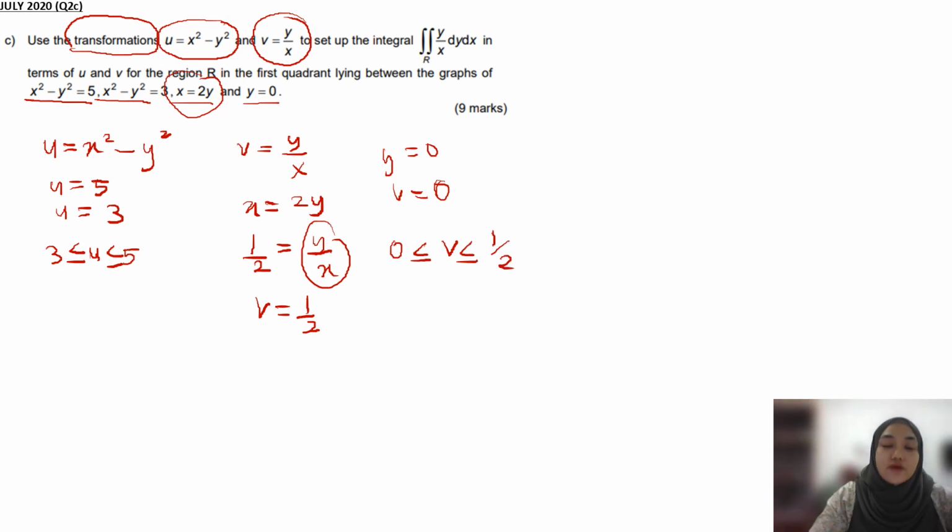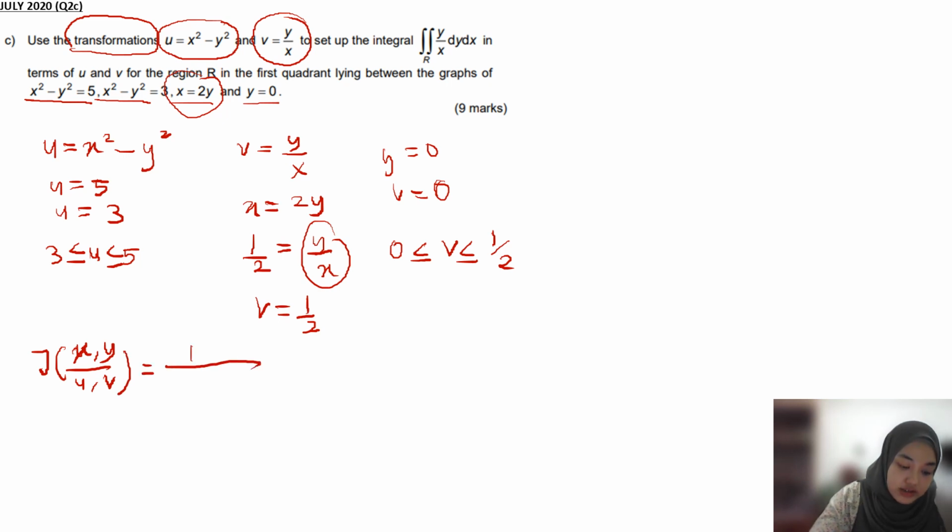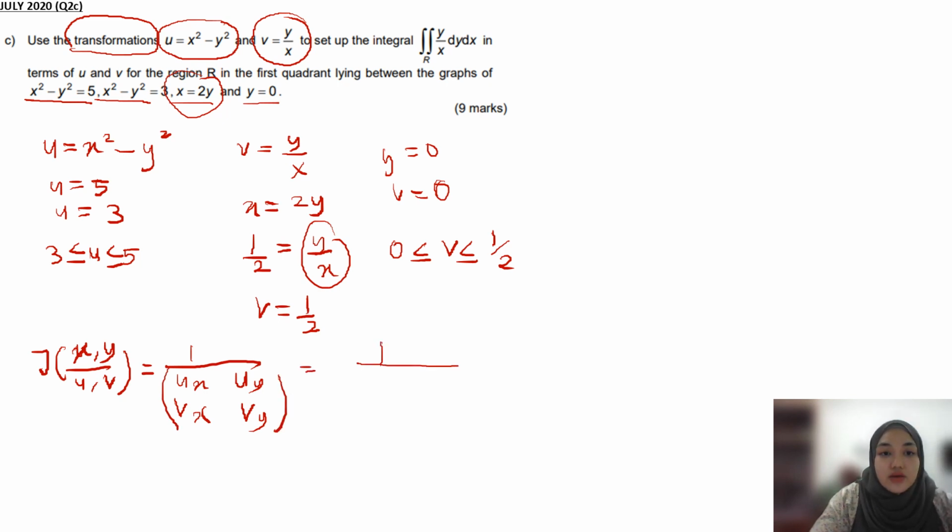Okay, so after you get this one, you can put the limit, or you can solve for this one, or you can find the Jacobian. Okay, let's say we want to find the Jacobian. So our Jacobian is 1 over, this one is u with respect to x, or this one u with respect to y, v with respect to x, and then v with respect to y. So you will get 1 over, so differentiate this one, u with respect to x. So here is your function.